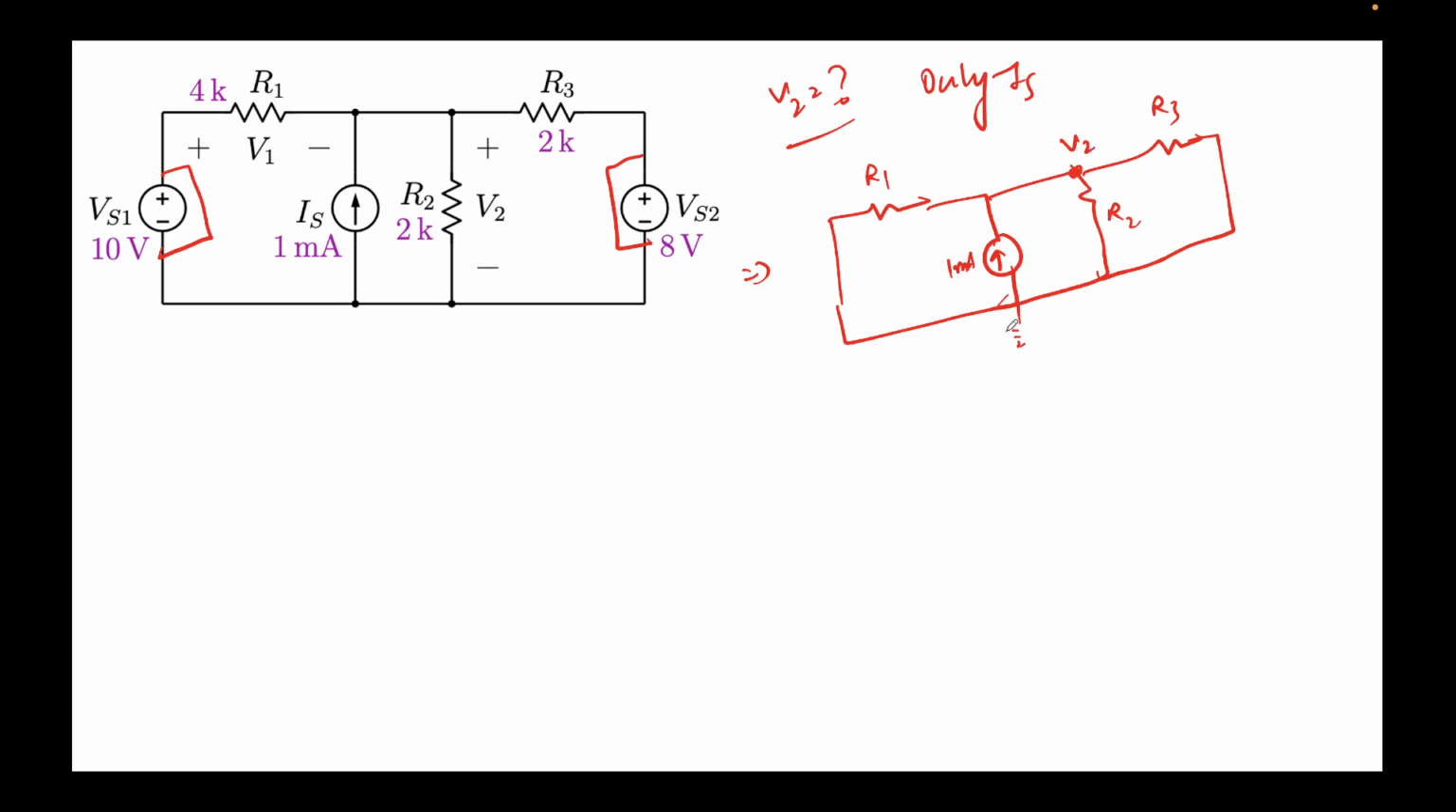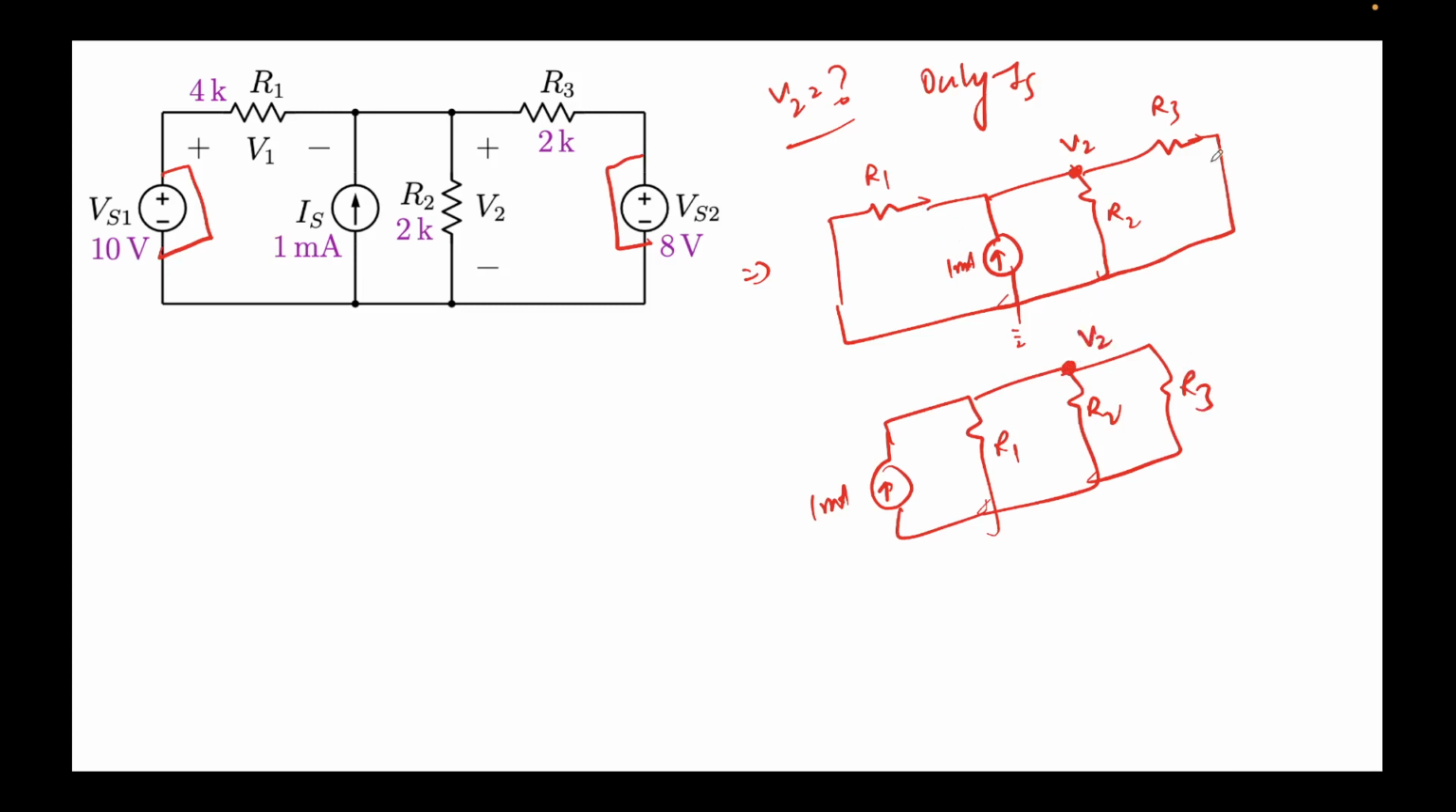So what I can do is I can simply draw this circuit. 1 milliamp, R1, R2 and R3, and this node would be nothing but V2. I just put R1 on that side and did nothing else, right? And this is ground, obviously.